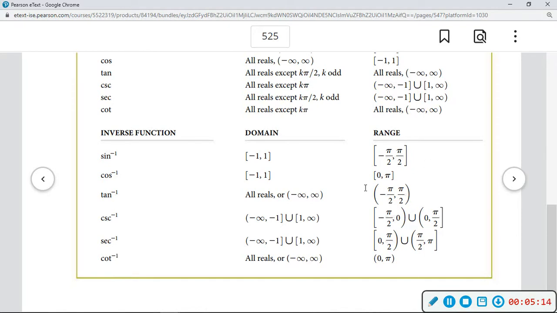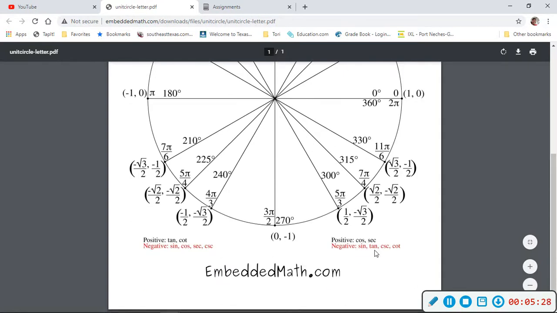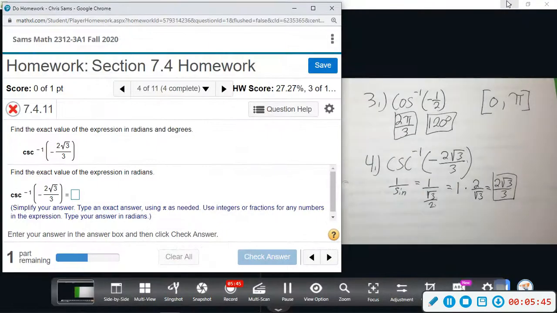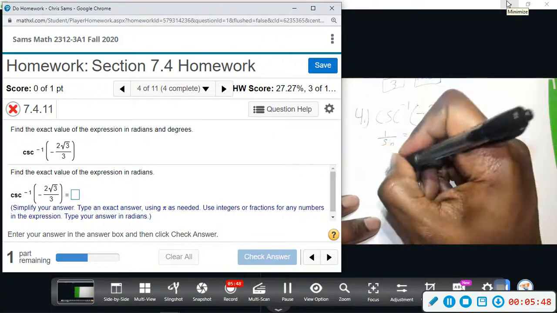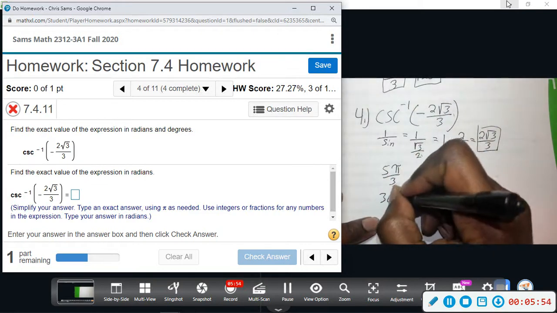But for all intents and purposes, this comes from sine. I'm looking for the y value, negative square root of 3 over 2, and we have to be restricted to the right half of the circle. Sine is negative down here, cosecant is negative down here. The y value right here is negative square root of 3 over 2. The corresponding angles would be 5 pi over 3 and 300. Those will be my angle answers, 5 pi over 3 and 300.